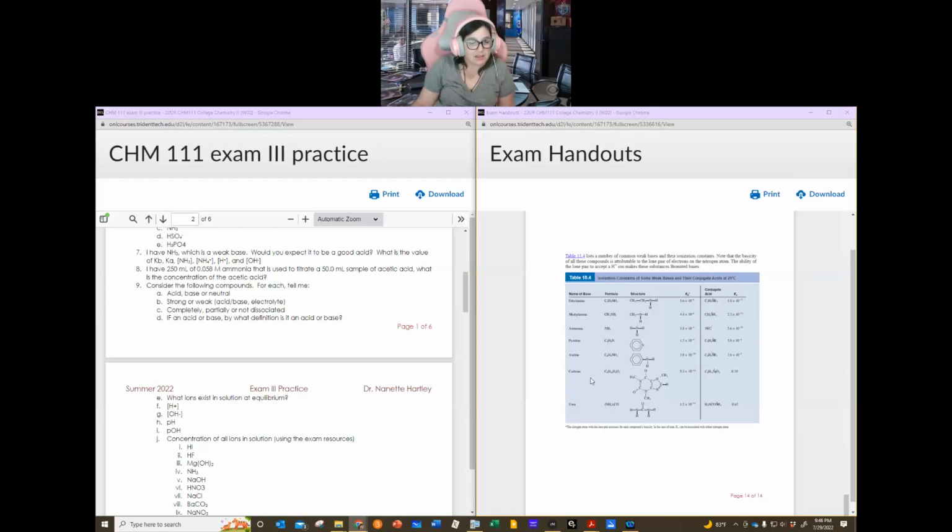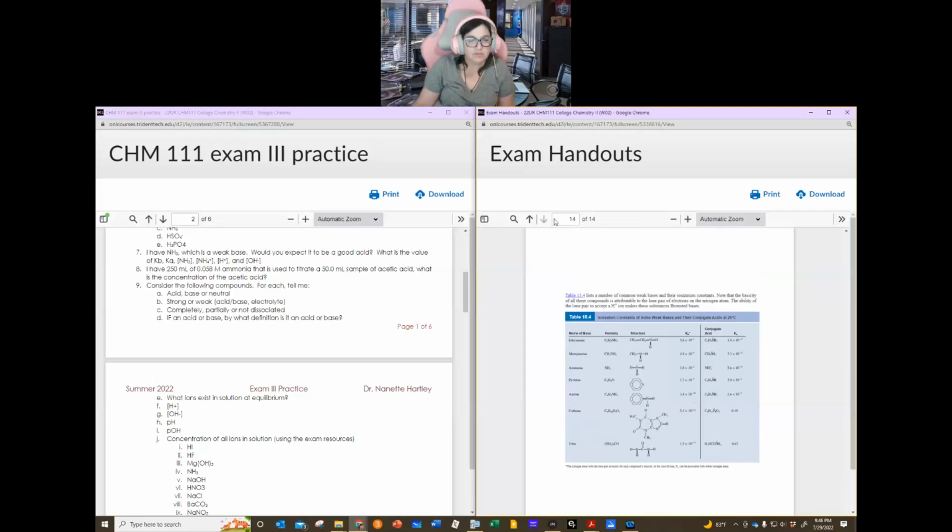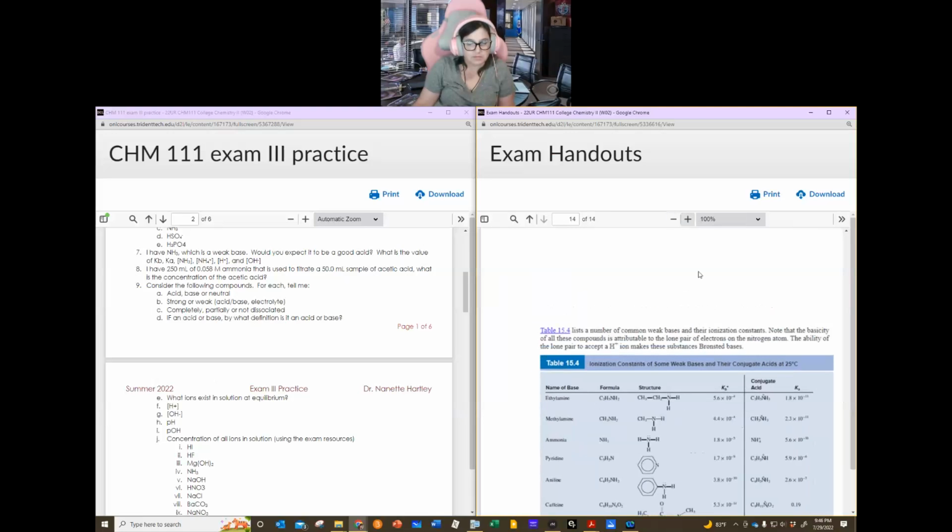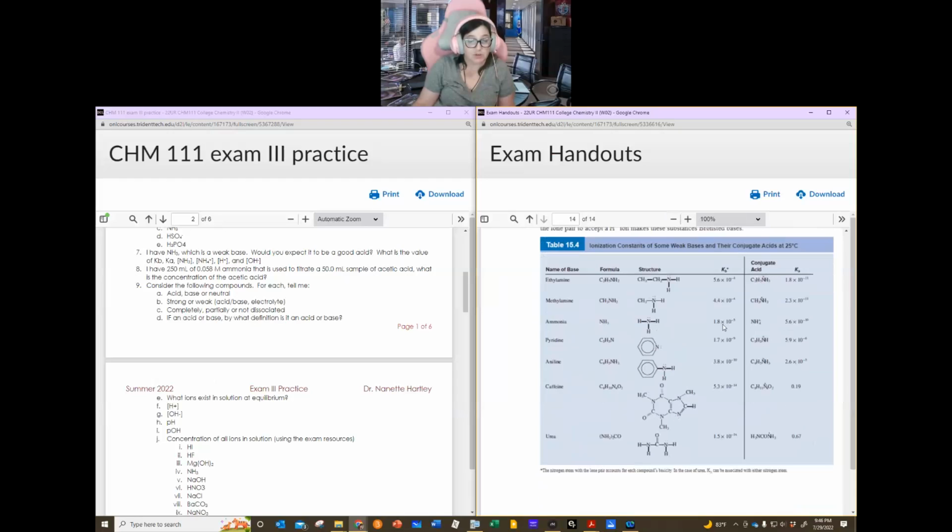Anyway, looking at ammonia, that's right here, NH3. And I see that the Kb that's listed here is 1.8 times 10 to the minus fifth. I also see that the conjugate acid, NH4 plus, has a Ka listed of 5.6 times 10 to the minus 10. So that's a couple of the questions that they asked me. They asked me about what's the value of Kb and Ka. I have both of those.